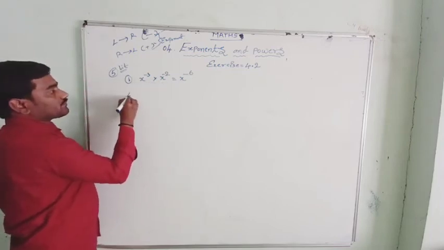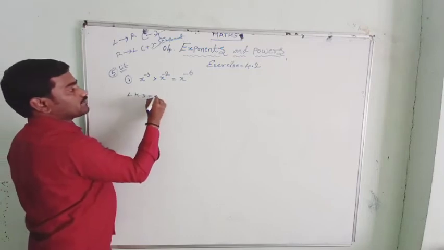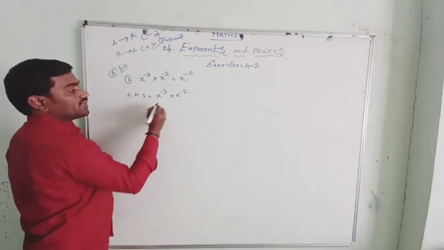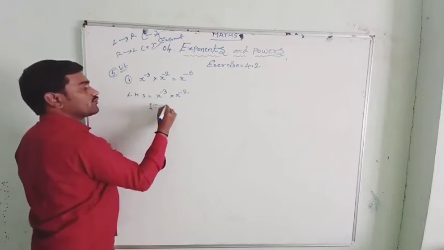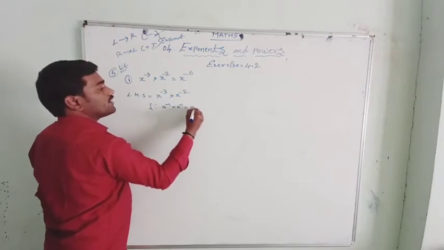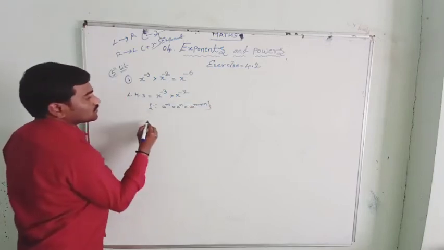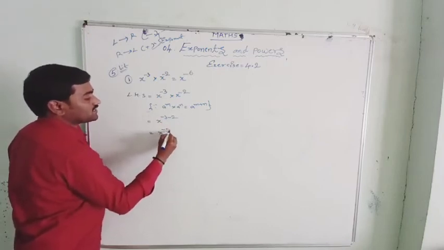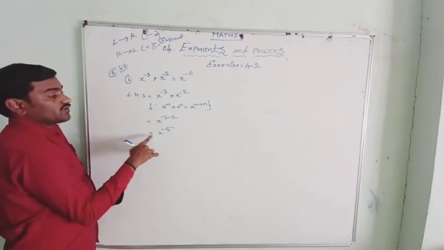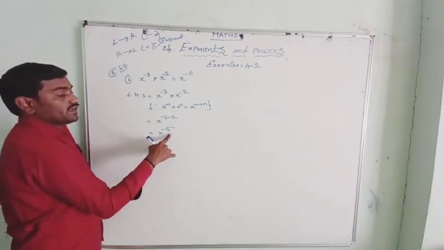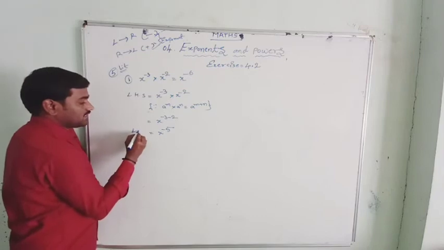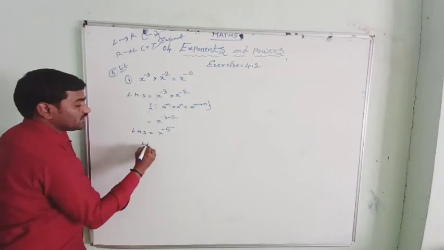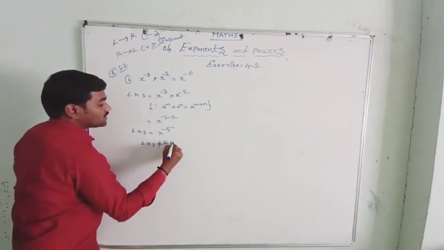We'll take the LHS, that is x to the power of minus 3 into x to the power of minus 2. Then we can use the formula a to the power of m into a to the power of n equals a to the power of m plus n. So x to the power of minus 3 and minus 2 gives x to the power of minus 5. LHS equals x to the power of minus 5, which is not equal to the RHS, because Rakesh got x to the power of minus 6.